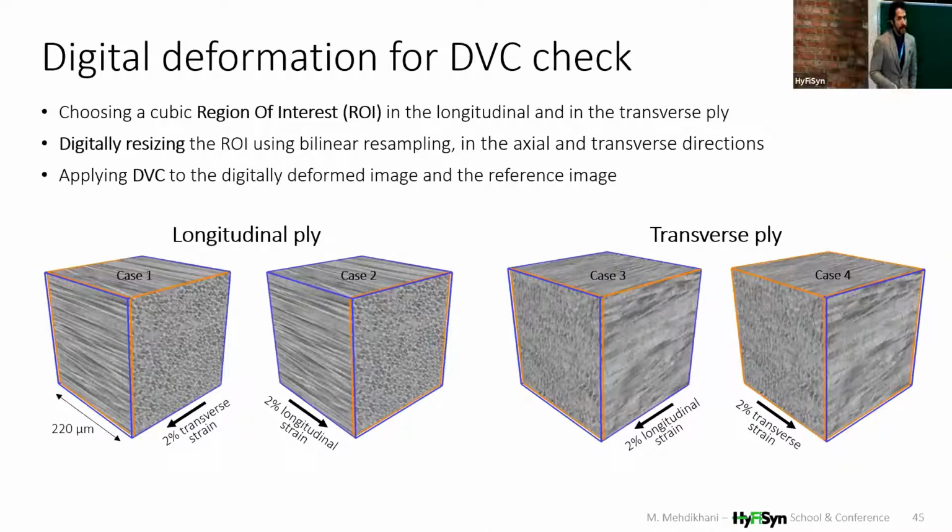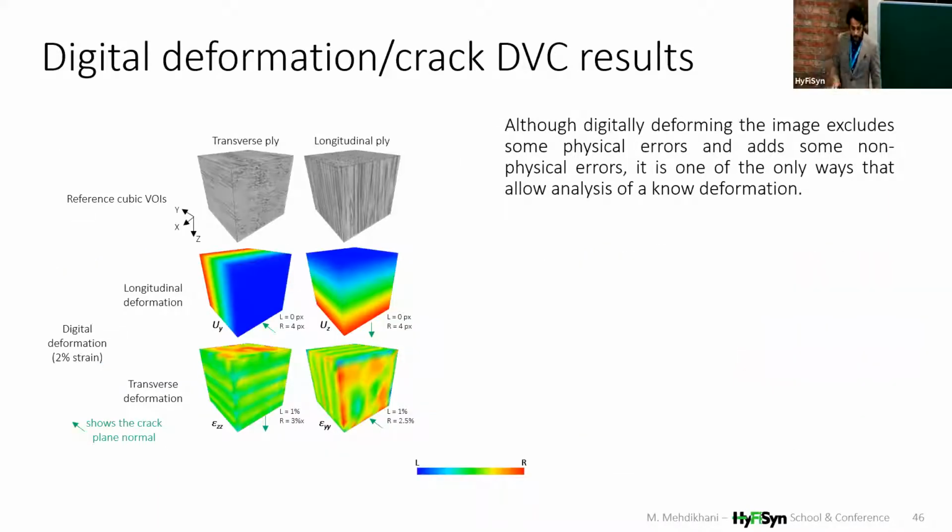Again, similarly, if you want to evaluate how DVC works using our fiber texture, because here we didn't introduce any speckle pattern in this case, in order to evaluate how the fibers can act as speckle patterns, we did a similar study. We applied digital deformation, and we had to look at two different plies, transverse plies and longitudinal plies, because as you can see, the images are quite different depending on the angle the ply makes with your beam. And the results, or some of the results, are shown here.